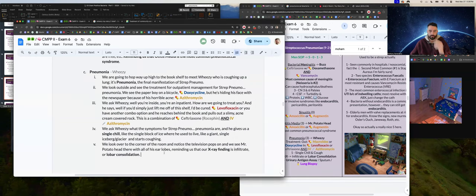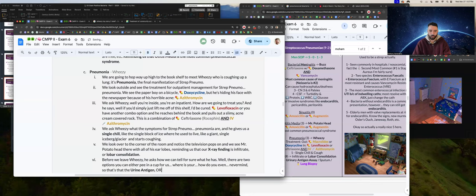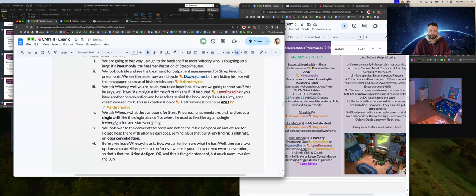So, before we leave Wheezy, he asked how we can tell for sure what he has. Well, there are two options. You can either pee in a cup for us. Where is your, how do you even, never mind. So that's the urine antigen. Or, and this is the gold standard but much more invasive, the lung biopsy, which means we need to take out your squeaker, which is his lung.